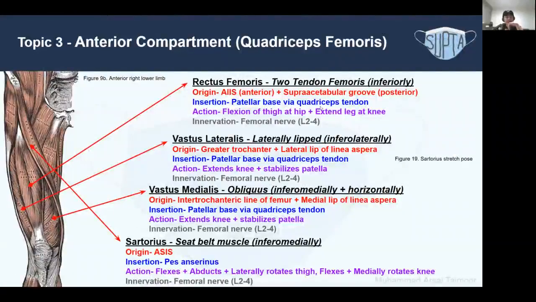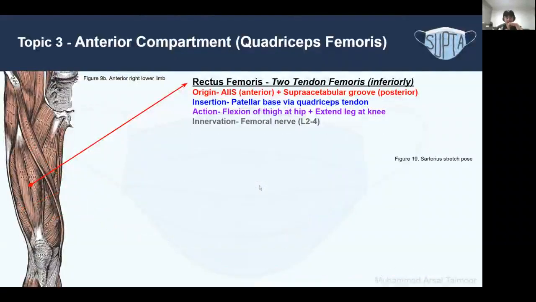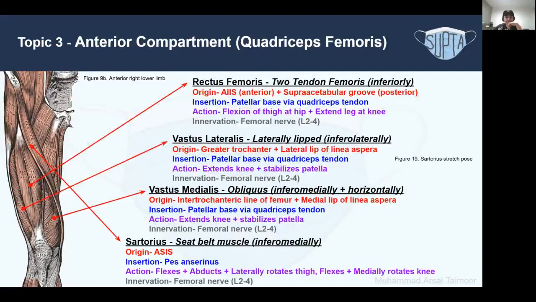And in the case of the rectus femoris, it will instead extend the leg at the knee. It will flex the thigh at the hip because it originates from the hip. The vastus lateralis originates from the greater trochanter, so it won't do that. And the lateral lip of the linea aspera. So if you remembered from the osteology, you would know that the linea aspera has sort of a lateral medial lip. So originates from those two and inserts onto the patella base.